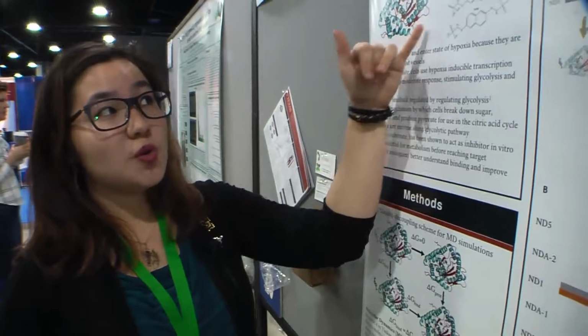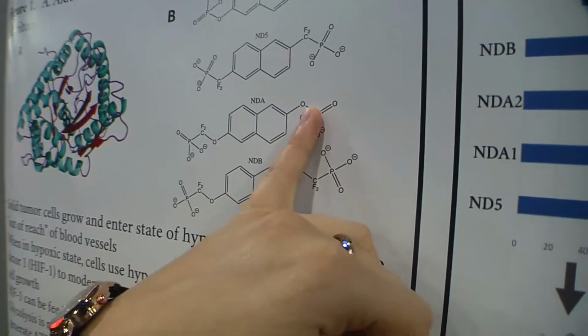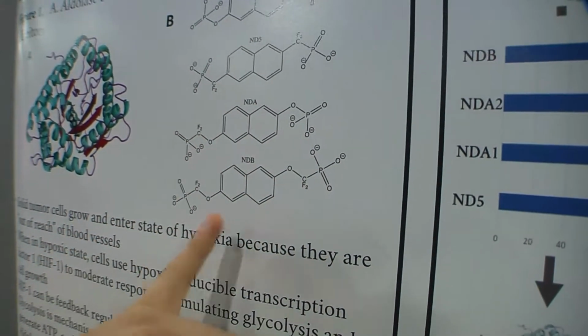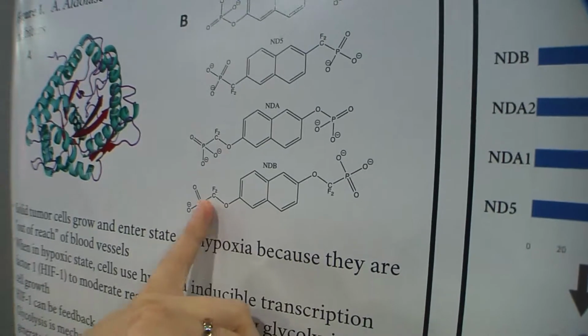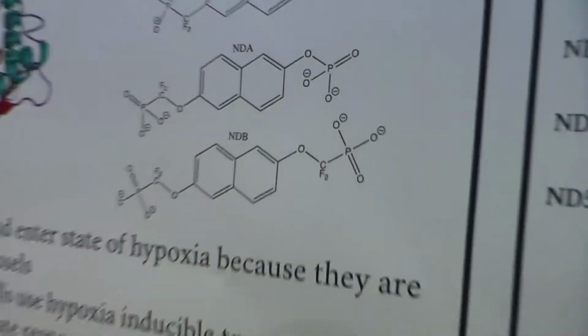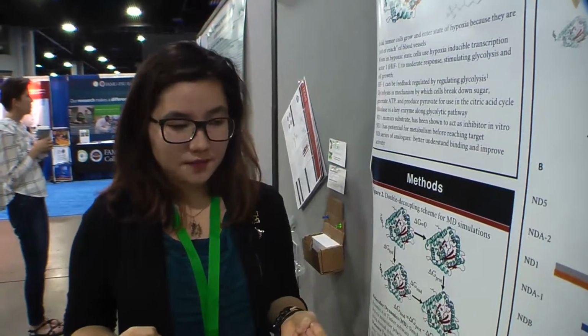So we developed two intermediates. We developed NDA, which is asymmetric, so there's an oxygen, and then there's an insertion of CF2 rather than a substitution, and NDB, which symmetrically does the two CF2 insertions. So our goal was then to better understand the binding and improve the activity.